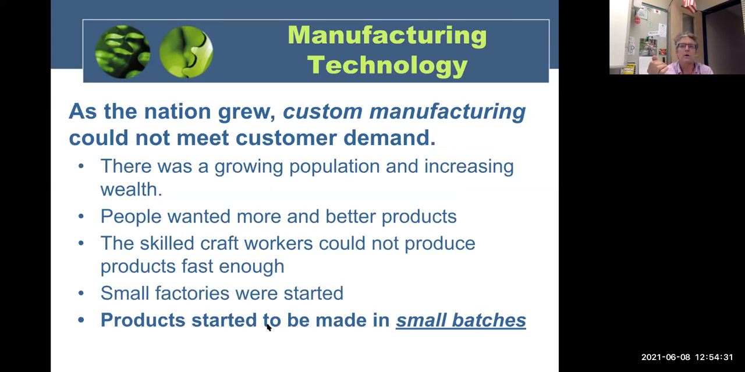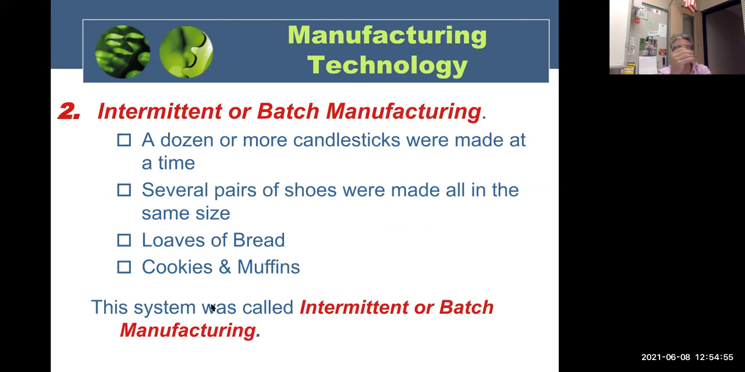As the nation grew, custom manufacturing could not meet customer demand. There was a growing population and it was increasingly wealthy. People wanted more and better products. The skilled craft workers could not produce products fast enough. Small factories were started. Products started to be made in small batches. Intermittent or batch manufacturing: a dozen or more candlesticks were made at a time. Several pairs of shoes were made all in the same size. Loaves of bread, cookies, and muffins. This system was called intermittent or batch manufacturing.